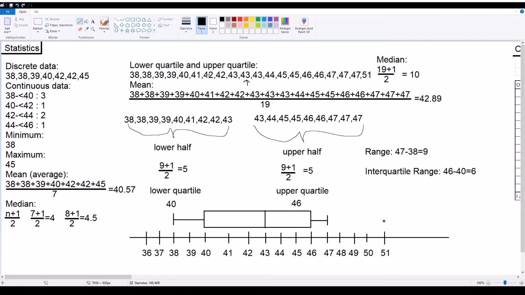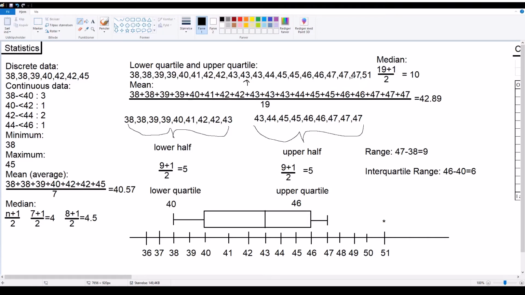Next we have the lower quartile and the upper quartile. For this we're going to take another data set, which is here, and one thing you'll notice is that we have a number, 51, which is pretty far away from the rest of the data set. This here is what we would call an outlier, and if we were to include this in our analysis, it would drastically change all the different values. For example, the mean will be way higher, and the lower half and the upper half, everything would be much higher than it should be.